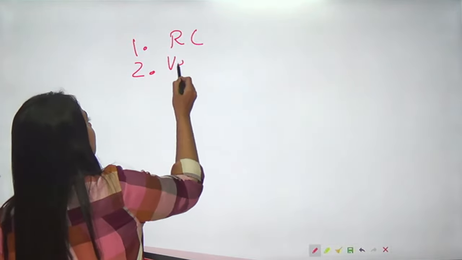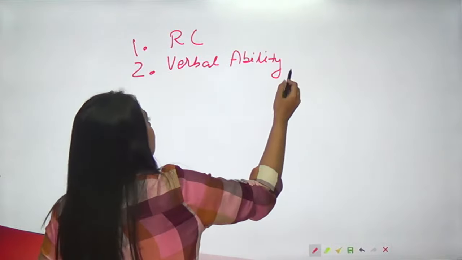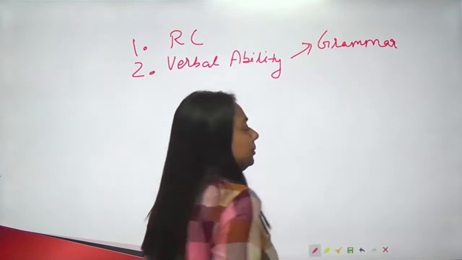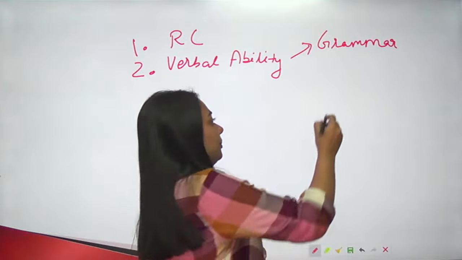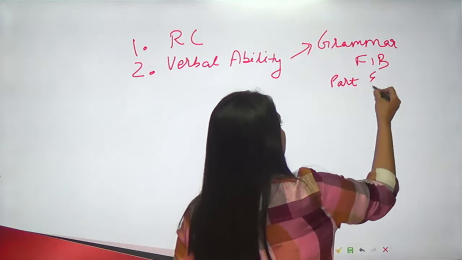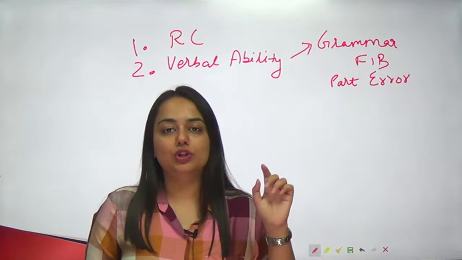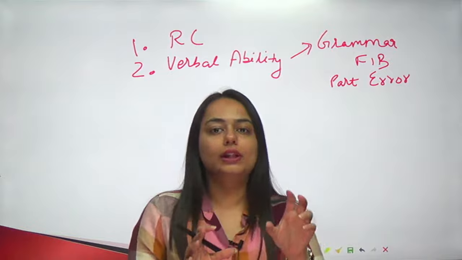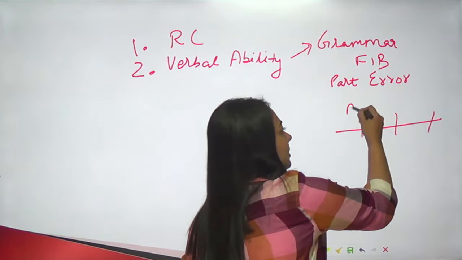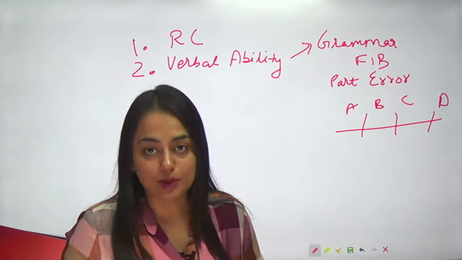Second, they will test your verbal ability. And how will they do that? They will do it through the questions of grammar. It can be in the form of fill in the blanks and part error questions. So you will be required to select that part of the sentence which you think is grammatically incorrect, or you feel there is some anomaly in that part. So usually a sentence is given broken into 4 pieces named A, B, C and D, and you have to identify which part has a grammatical anomaly present there.